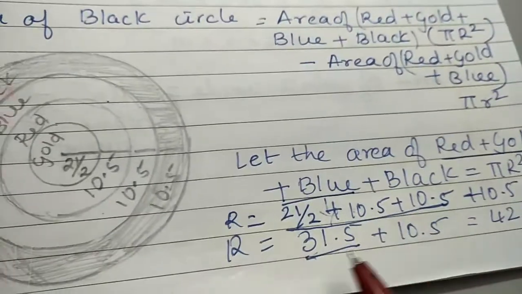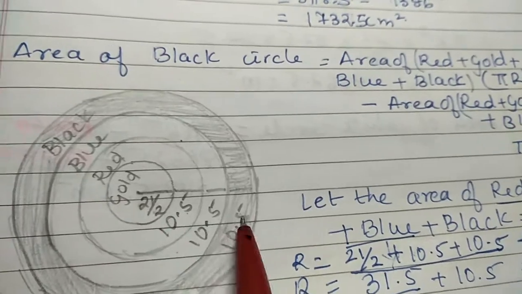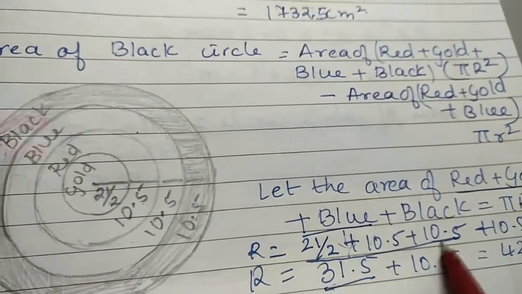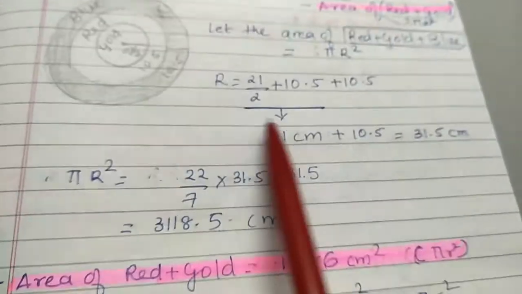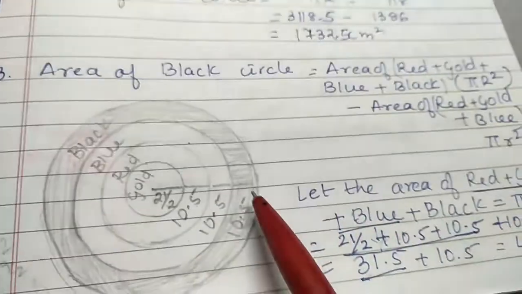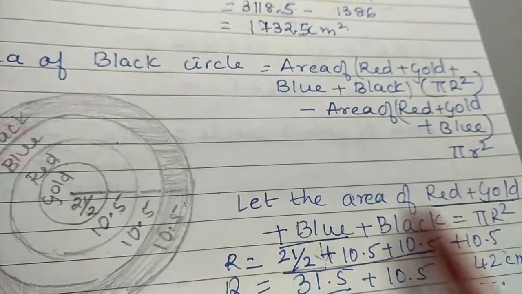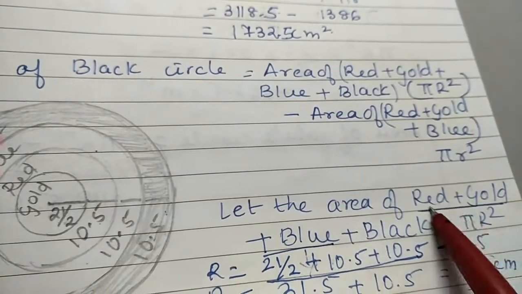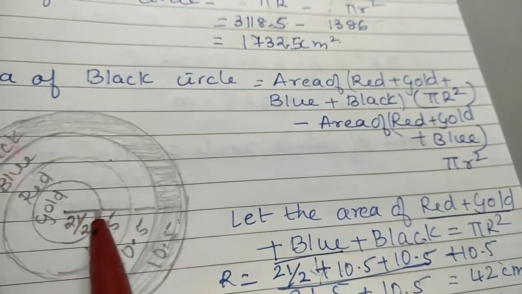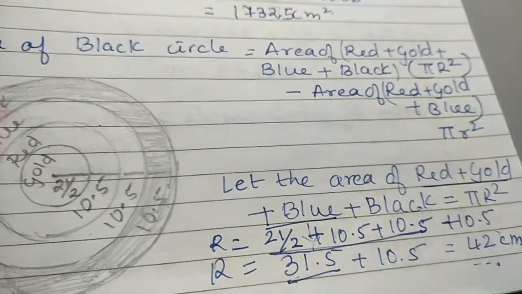So for the complete area you have to add this plus this plus this plus this. All four you have to add. Already we have added these 3 here previously. You can see these 3 are added, it is 31.5. Now we have got one more 10.5. So it gives you 42 centimeter. Now with 42 we have to calculate the area of red, gold, blue, black. So 1, 2, 3, 4, all complete area, radius is 42 centimeter.